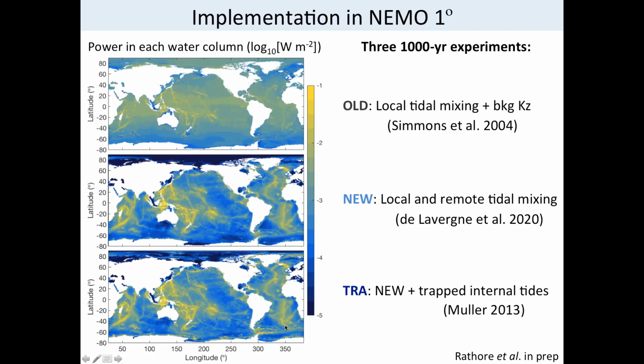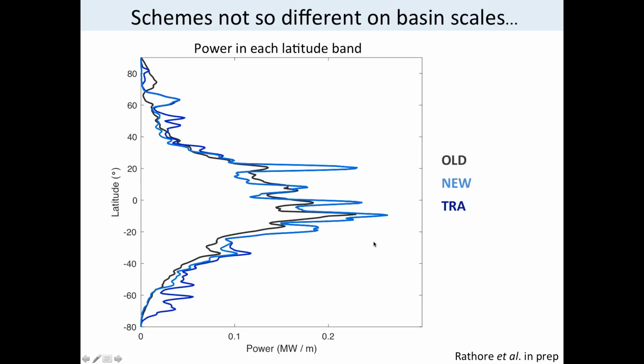So the three simulations have different distributions of energy and mixing. It's much more heterogeneous in space when you have these more comprehensive parameterizations. But actually, if you integrate the energy along a latitude band, you get these three profiles, which look very much alike. So essentially, the energy is distributed in a similar way on basin scale, which is partly why the impacts on circulation and stratification are relatively modest when switching from one scheme to the other.